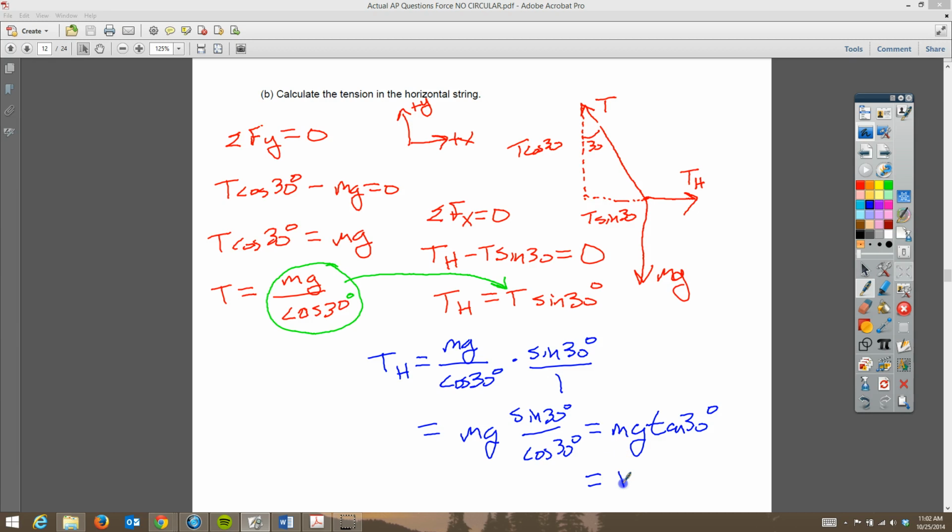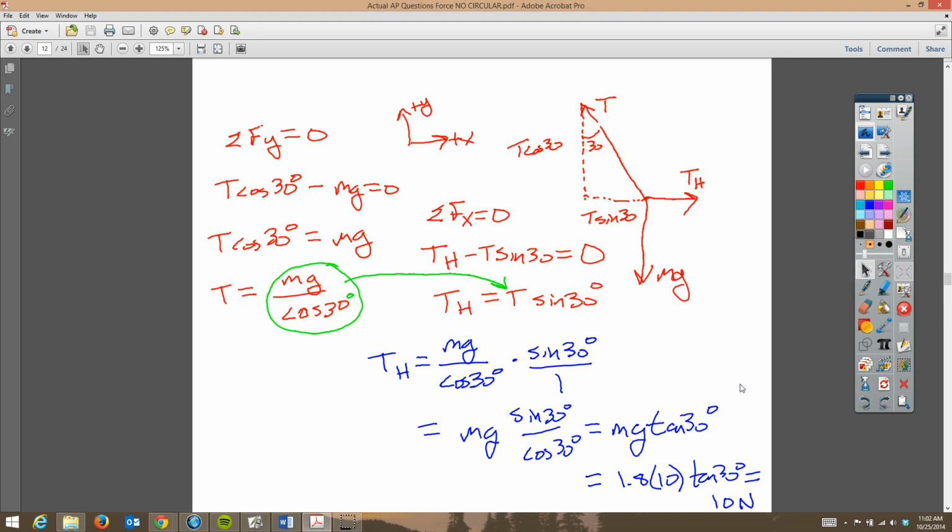So now we can go ahead and just solve for what we have. M is 1.8. Our gravity is 10. And we then do the tangent of 30 degrees. And if you solve that, you should come out with something very, very close to 10 newtons. So let's actually put this down here where you can see it a little bit better. So your answer for that horizontal tension should be somewhere around that 10 newtons. And I think for this problem, we are done. Yep, that's it.